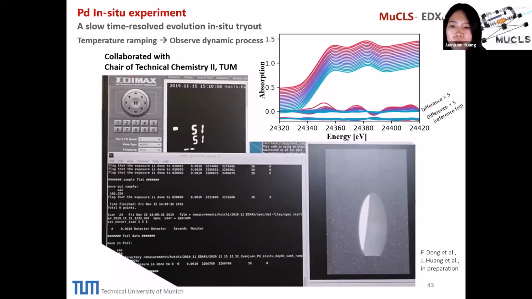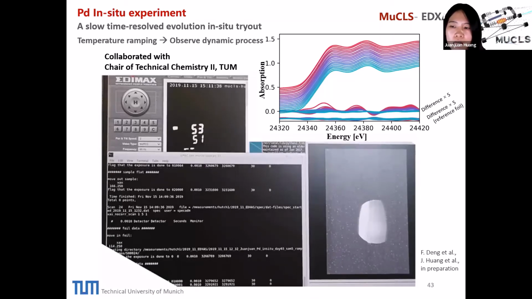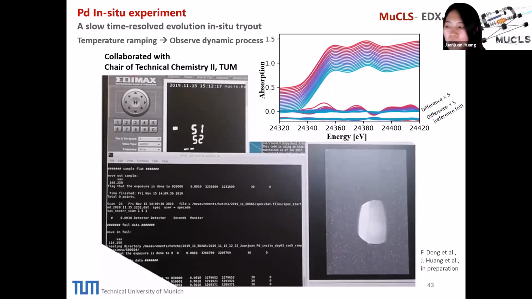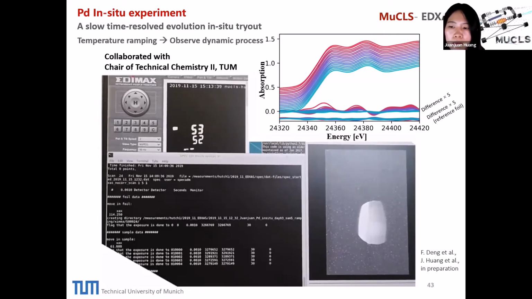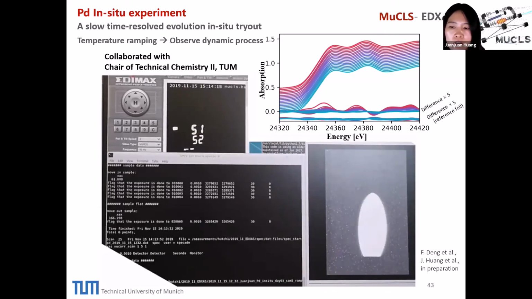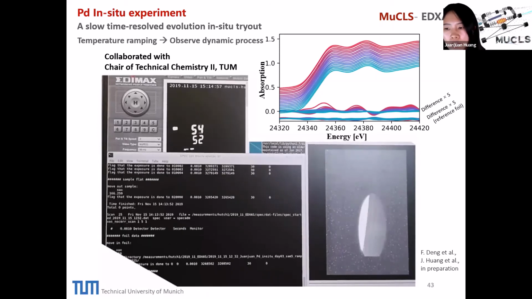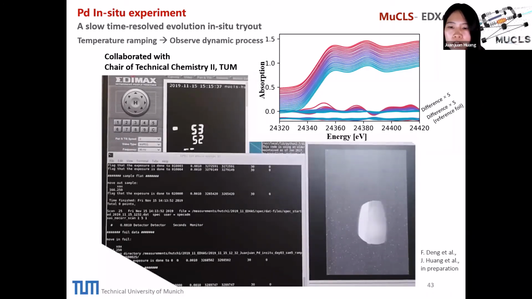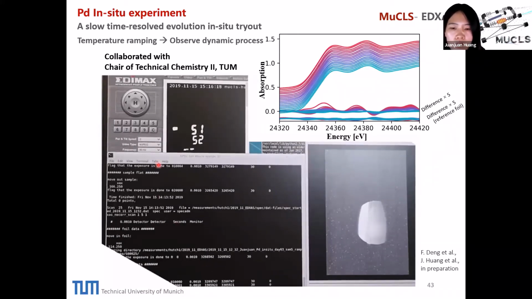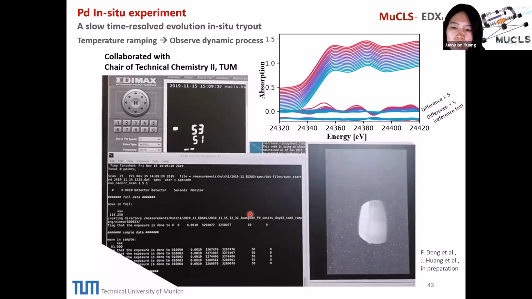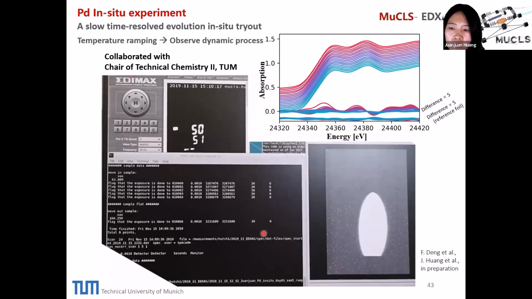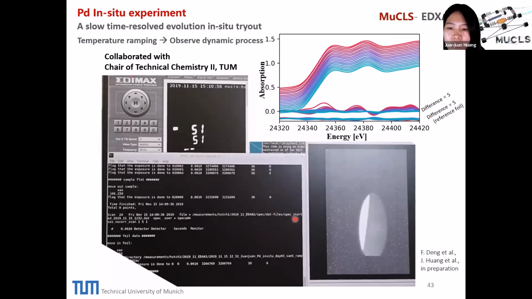This work was in collaboration with the Technical Chemistry 2 group at TUM. We are trying to observe slow dynamic chemical species changes while ramping up the temperature inside the reaction cell. Here I show you, I hope you can see the video, an accelerated video of the control panel. This video is playing in a loop.